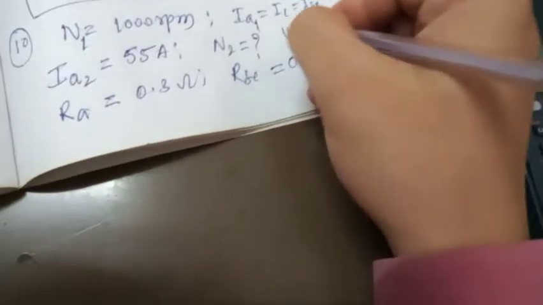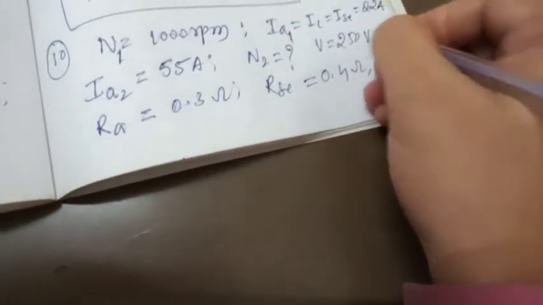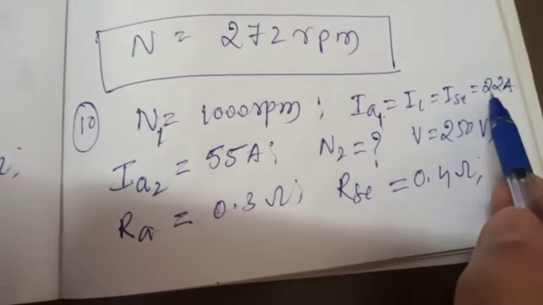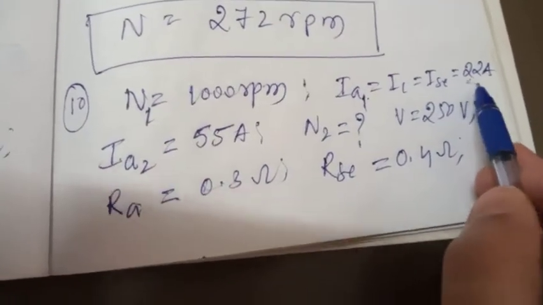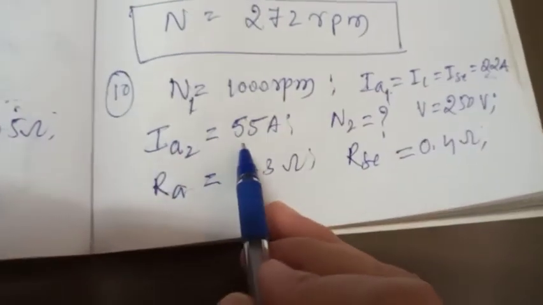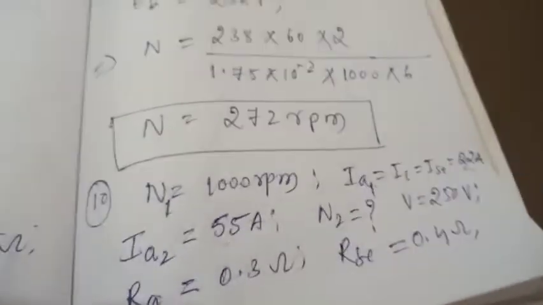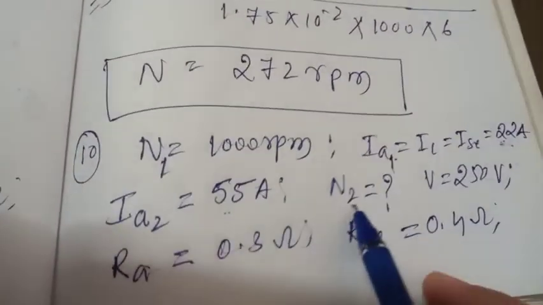So V is equal to 250 volts. These are the data they have given. Previously this motor is running with a load of 22 amps. Suddenly the load is increased such that the motor draws 55 amps. What would be the new value of the speed?